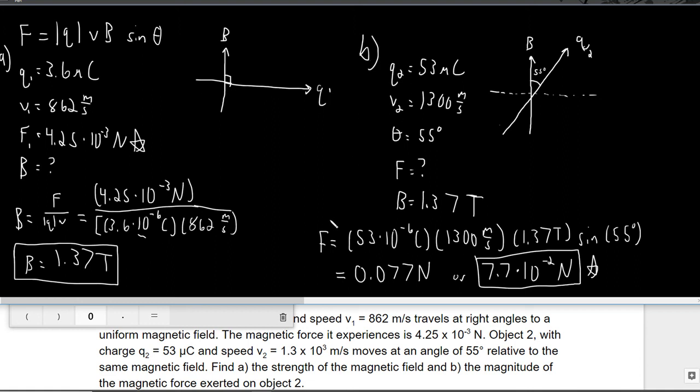In this case, if we had raised the charge even more for object 2 or raised the velocity even more, we probably could have seen these things equal out, or object 2 become more. Really though, the angle to that magnetic field has a huge effect on the magnitude of the magnetic force. That's really the big takeaway from this question. And keep in mind that the force that's exerted is perpendicular to the magnetic field.